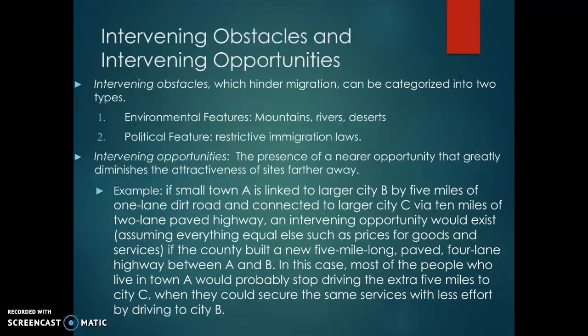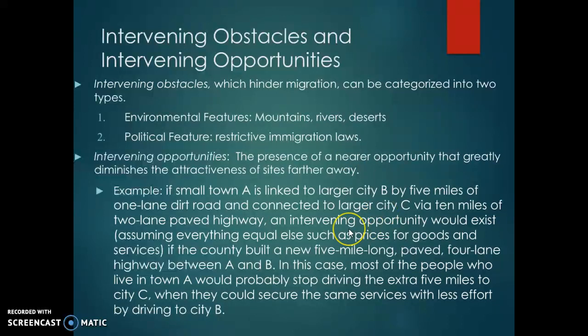Intervening opportunities, however, are different. This is the idea that there's a presence of a nearer opportunity that greatly diminishes the attractiveness of something farther away. So, we have small town A, B, and C. Okay, so small town A is linked to B by a really rugged, simplistic dirt road that's one lane. Alright? And then small town A and C are connected with a nice 2-lane paved highway. And although it is 5 miles farther, I would want to take that because it's smoother.